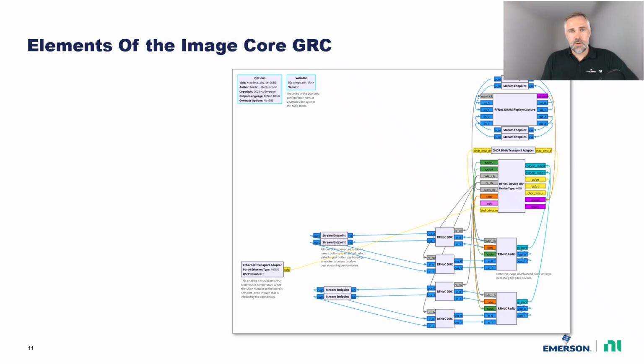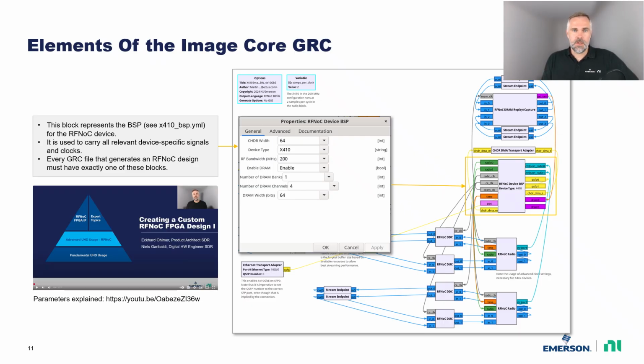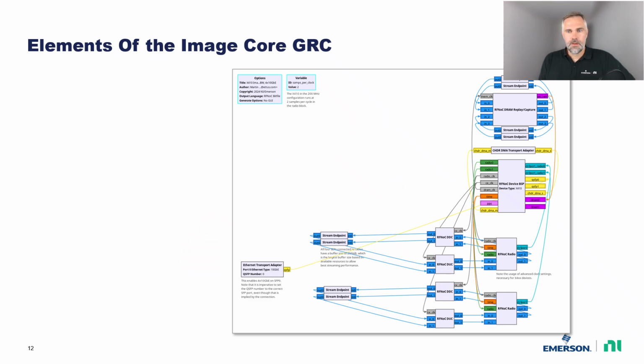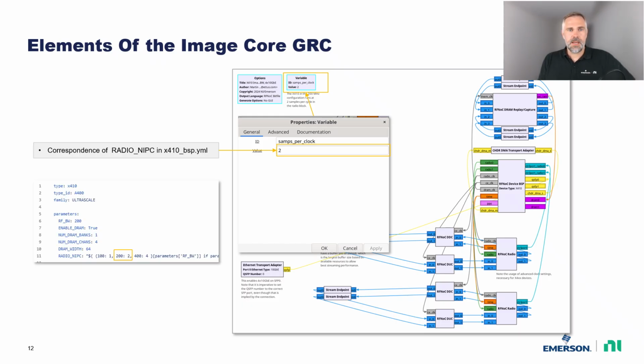Let's have a closer look into the other blocks on the diagram next. The board support package block provides access to clock signals and I/O. It also allows us to configure a couple of parameters that we explained in our companion video already. A parameter related to the board support package needs to be set in the variable block. The number of samples per clock must be selected as defined in the board support package file as a function of the RF bandwidth.